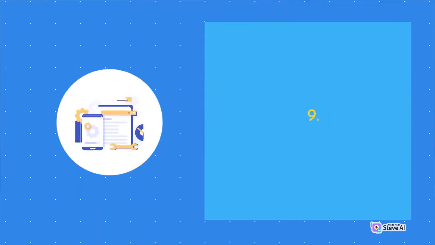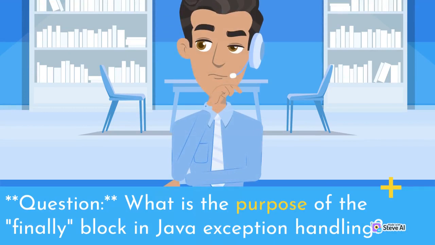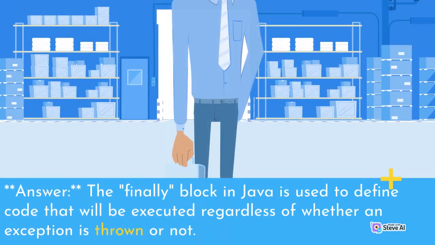9. Question: What is the purpose of the finally block in Java exception handling? Answer: The finally block in Java is used to define code that will be executed regardless of whether an exception is thrown or not.